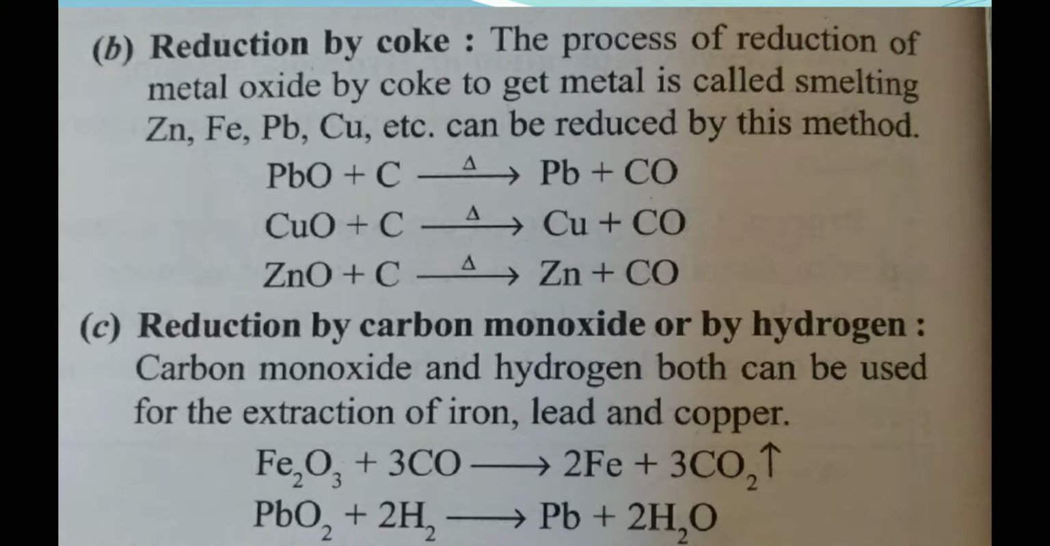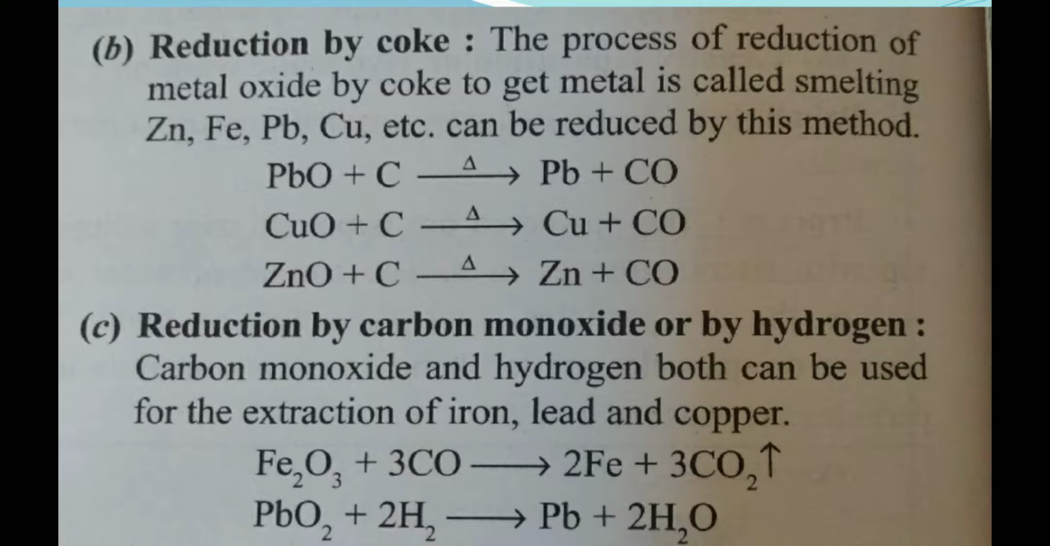Reduction by coke. The process of reduction of metal oxide by coke to get metal is called smelting. Zinc, iron, lead, copper, etc. can be reduced by this method. PbO plus carbon, upon heating, gives Pb plus CO, carbon monoxide. Copper oxide plus carbon, upon heating, gives copper plus carbon monoxide. Zinc oxide plus carbon, upon heating, gives zinc plus carbon monoxide.